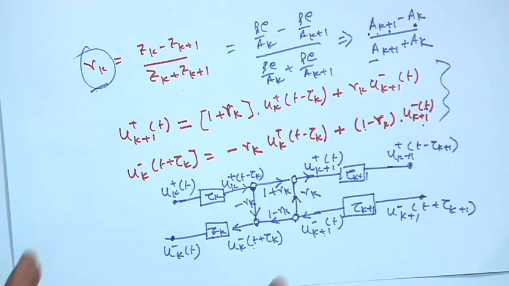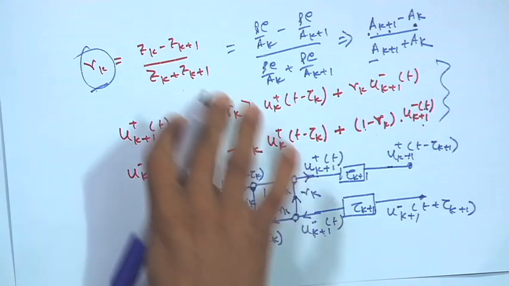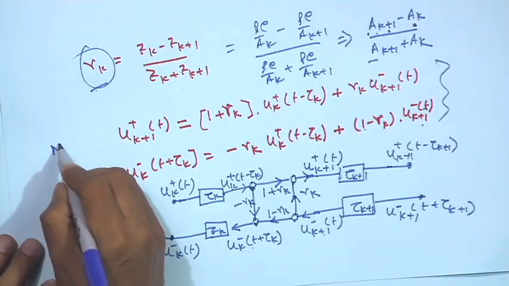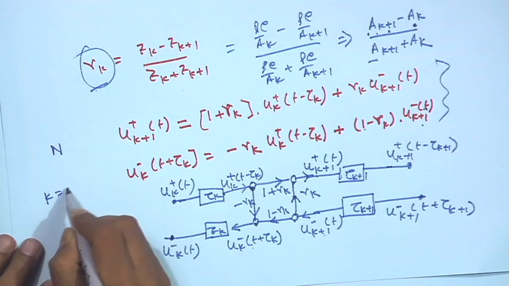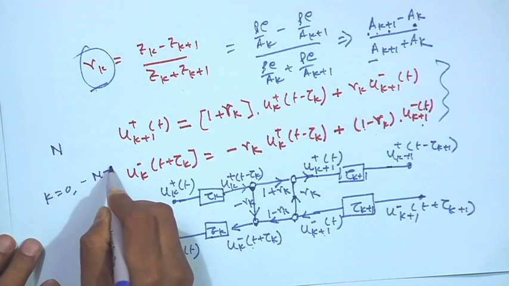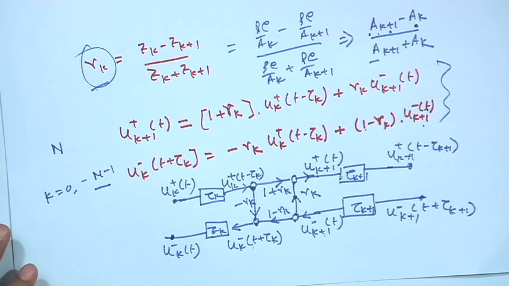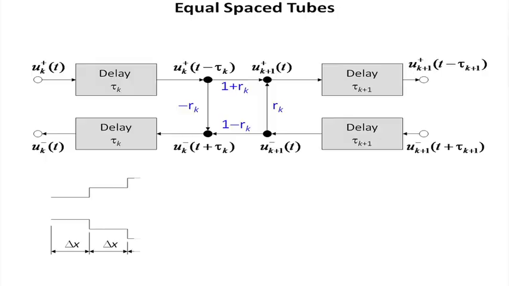So, this is the complete junction signal flow diagram. Think about a similar kind of junction being repeated. Instead of k, I can put 1, k varies from 1 to n. So, if there are n number of tubes, then I can say k varies from 0 to n minus 1 tube. Okay.